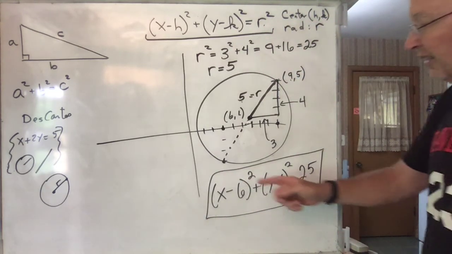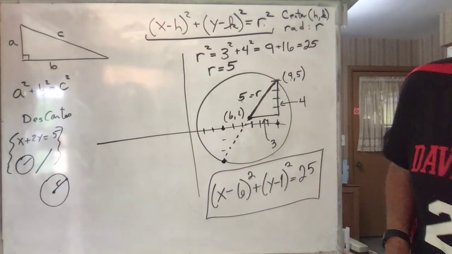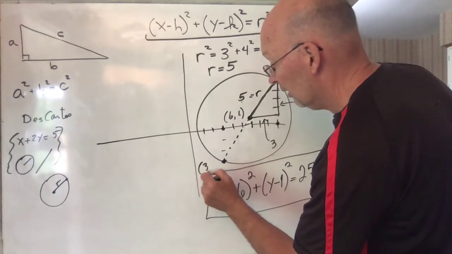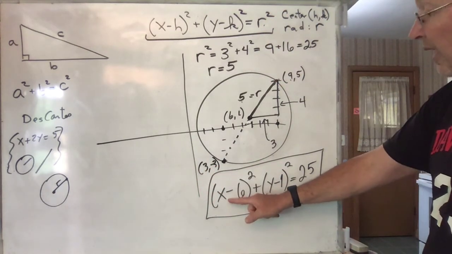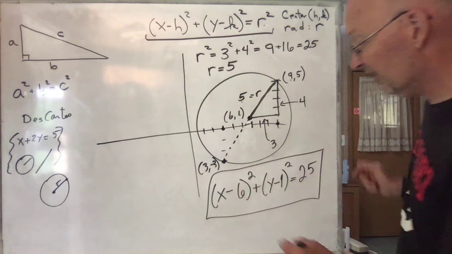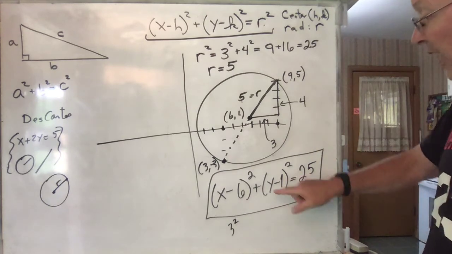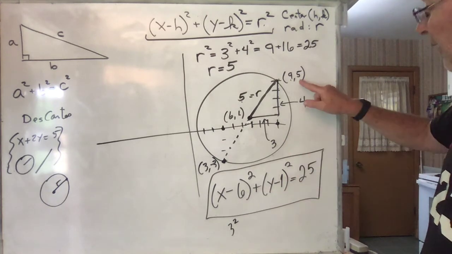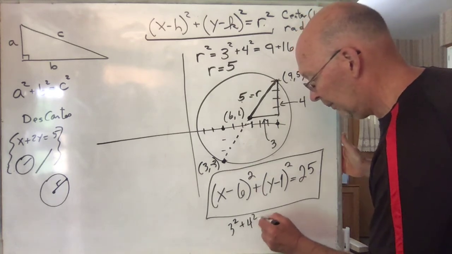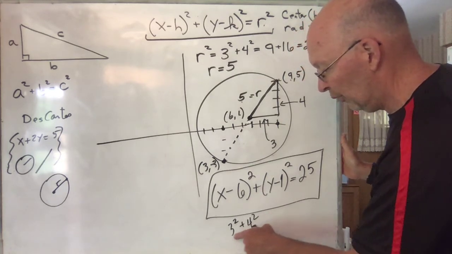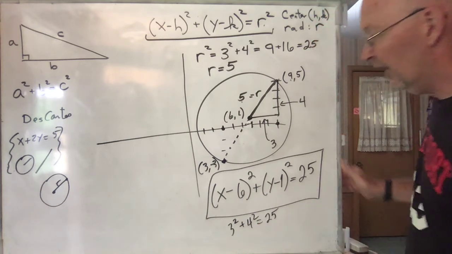And let's see that these 2 points were indeed on the circle. What did I say those points were? (3, -3) and (9, 5). If I put a 9 in for x, 9 minus 6 is 3 squared. If I put a 5 in for y, 5 minus 1 is 4, plus 4 squared. Yep, sure enough, 3 squared plus 4 squared, 9 plus 16, is indeed equal to 25.